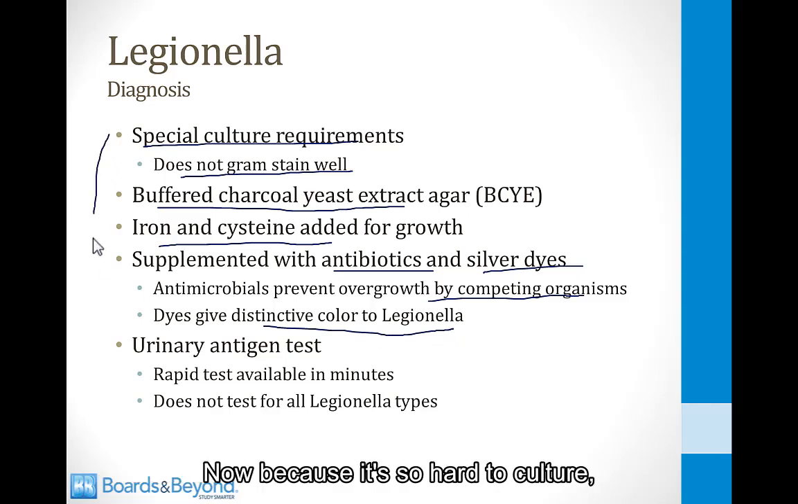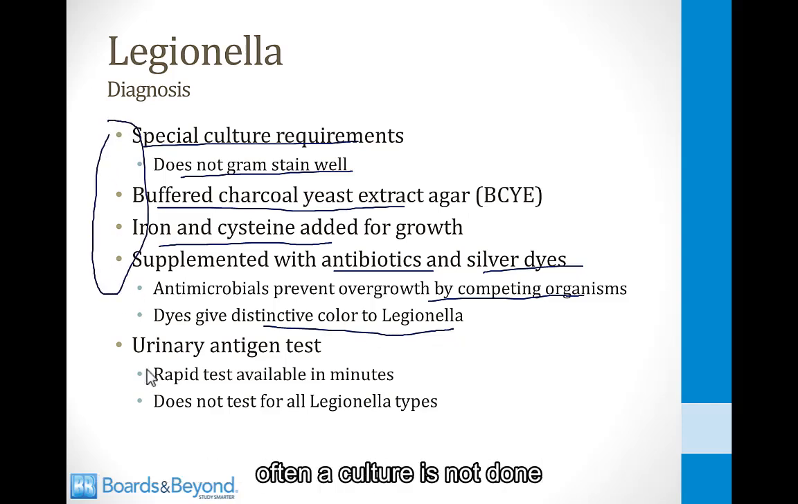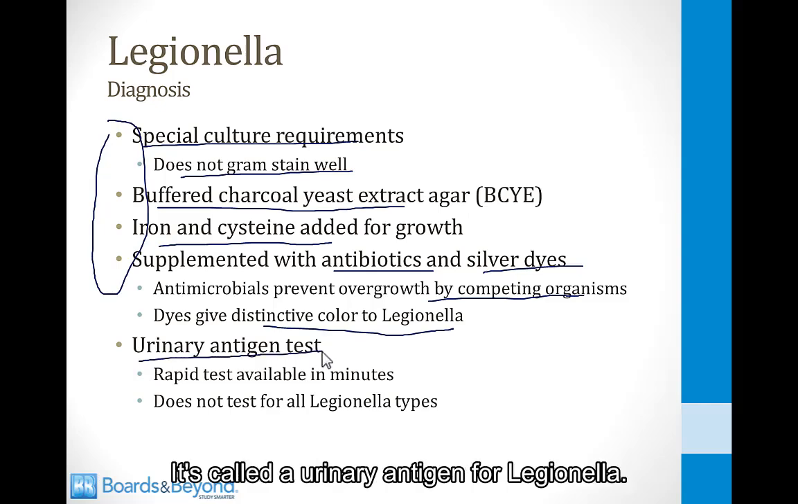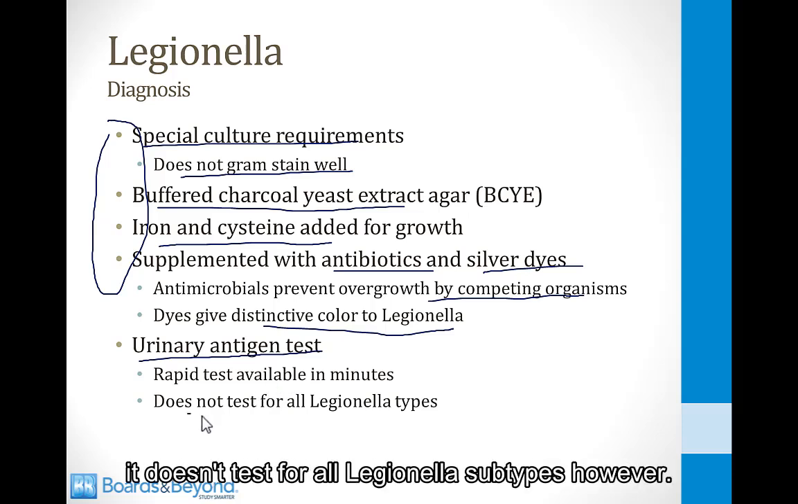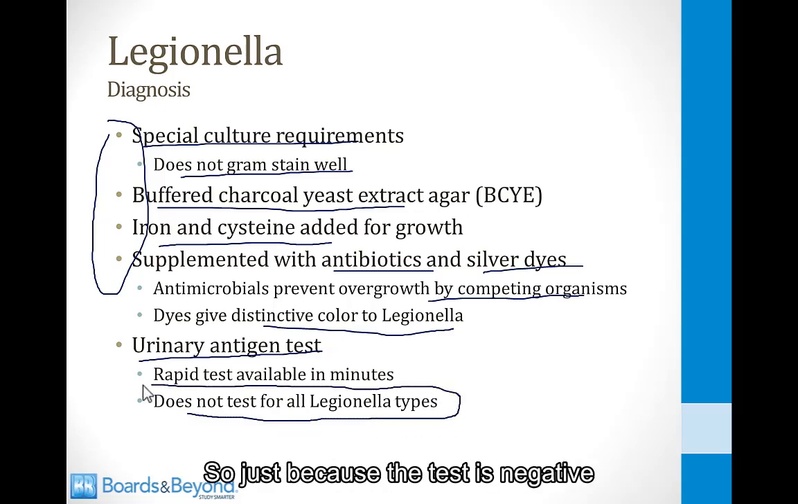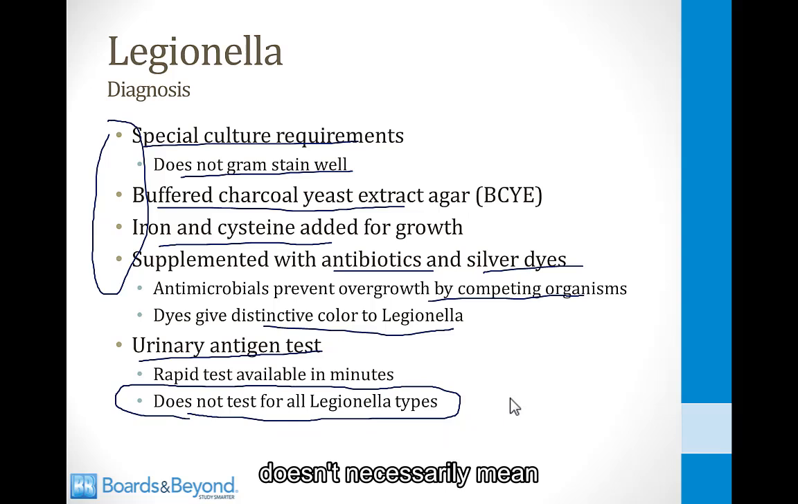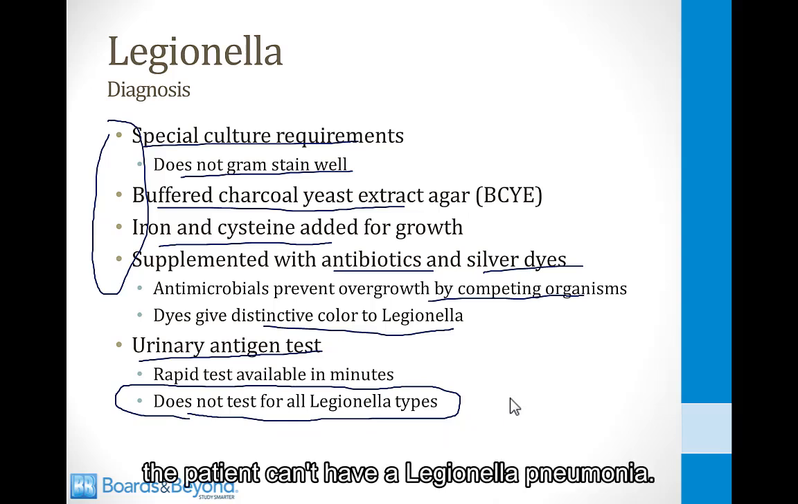Now, because it's so hard to culture, often a culture is not done, and there's a urinary test. It's called a urinary antigen for Legionella. And this lets you know in a few minutes if the patient has been exposed to Legionella. It doesn't test for all Legionella subtypes, however, so just because the test is negative doesn't necessarily mean the patient can't have a Legionella pneumonia.